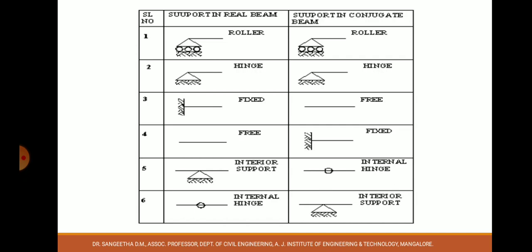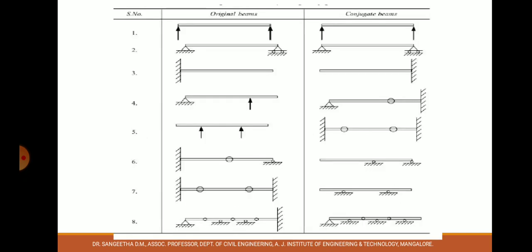Got it? So let me take some beam examples here. There is an original beam which is simply supported. Whenever there is a simple support or hinge, there won't be any change. So a simply supported beam stays as it is in the conjugate beam also. In the second case, one is a hinge, the second is a roller. It will stay as it is. There won't be any difference. In the third case, one end is fixed, the other end is free. It will become vice versa. The fixed end becomes free, the free end becomes fixed.